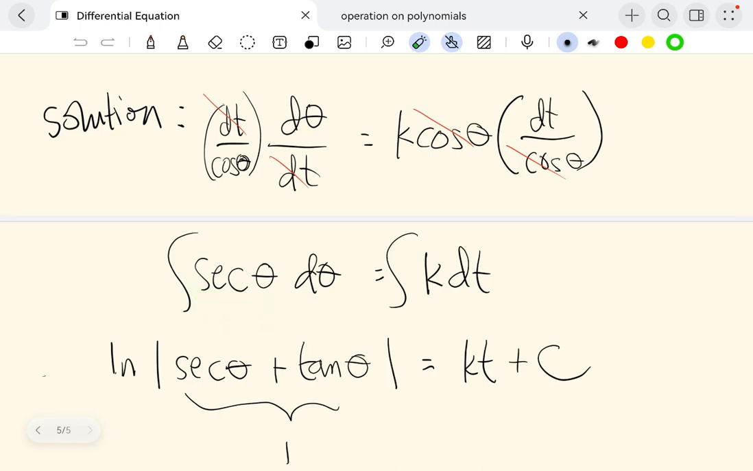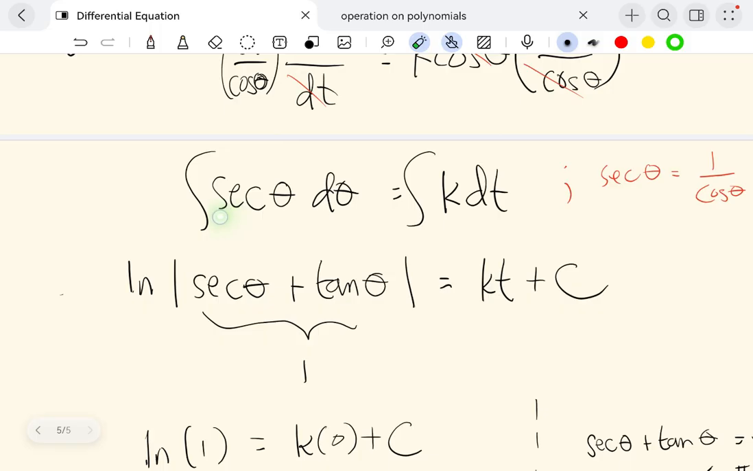Recall that secant theta is also 1 over cosine theta. It's the reciprocal of cosine. Integrate this one, and you will end up with secant theta. There's a long way on how to solve this one. You end up with ln of secant theta plus tan theta, and that is the integral of k dt, which is kt plus c.